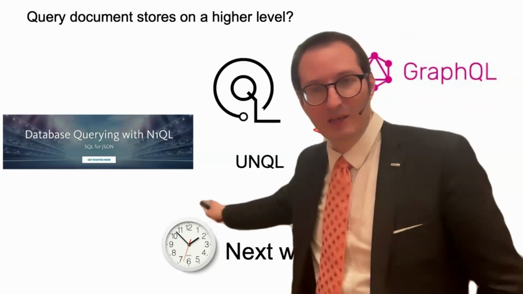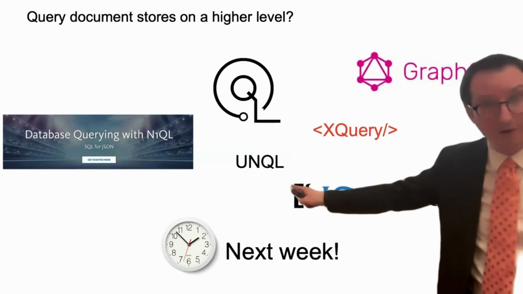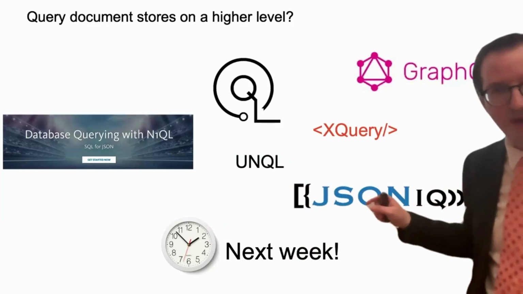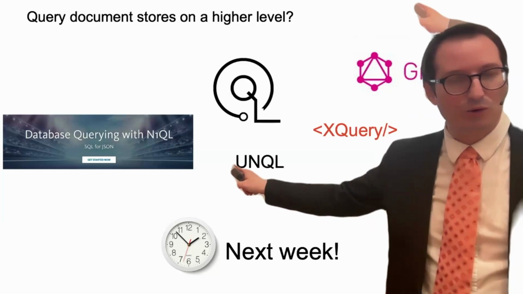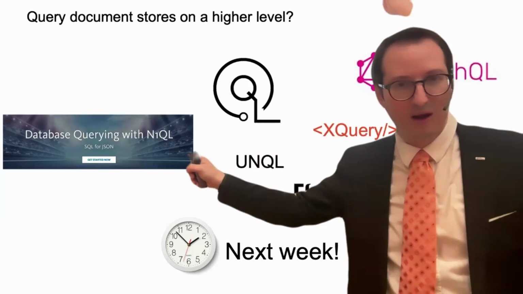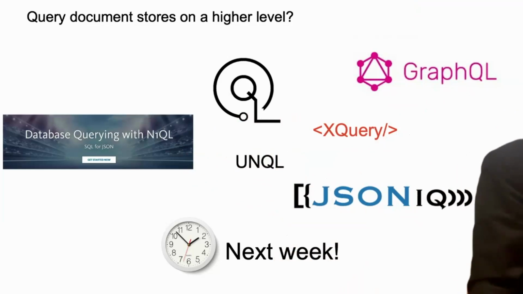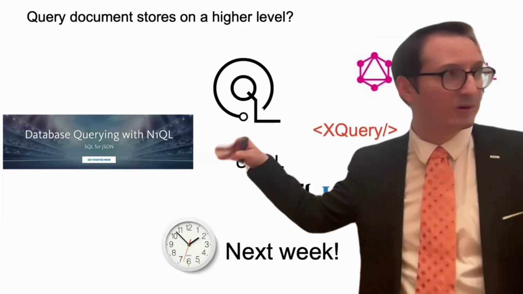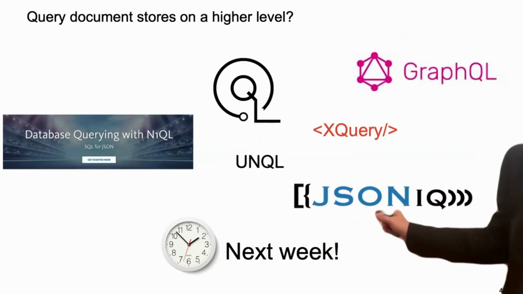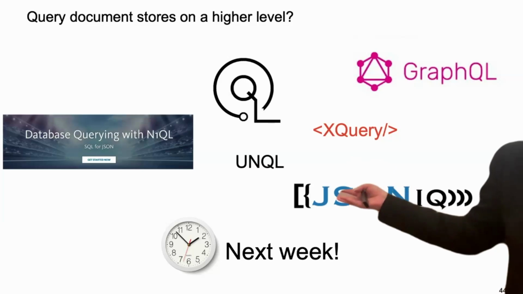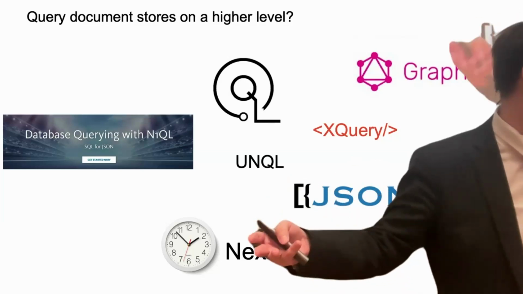The one I'm teaching you is JSONiq. It's one of the earliest ones that we started already in 2011 developing. But there's also Unql, there's GraphQL that you might have heard of, and many other languages. In fact, there's 30 of them now and counting. But again, they all look the same or use more or less the same ideas. So the good news is there's 30 of them. The bad news is there's 30 of them.